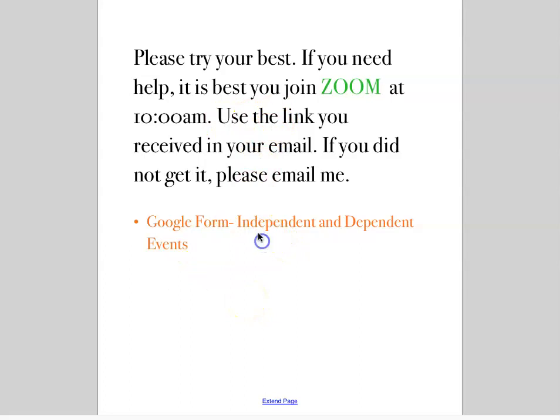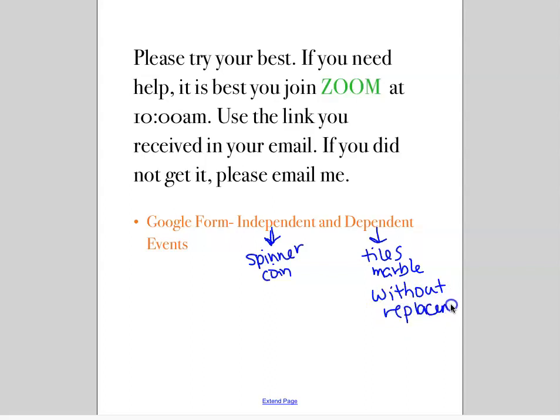Remember, the most common independent events are a spinner and a coin. Dependent events you'll always see as tiles or marbles, and for dependent, it will say without replacement. Without replacement means the denominator decreases. You are not replacing it.